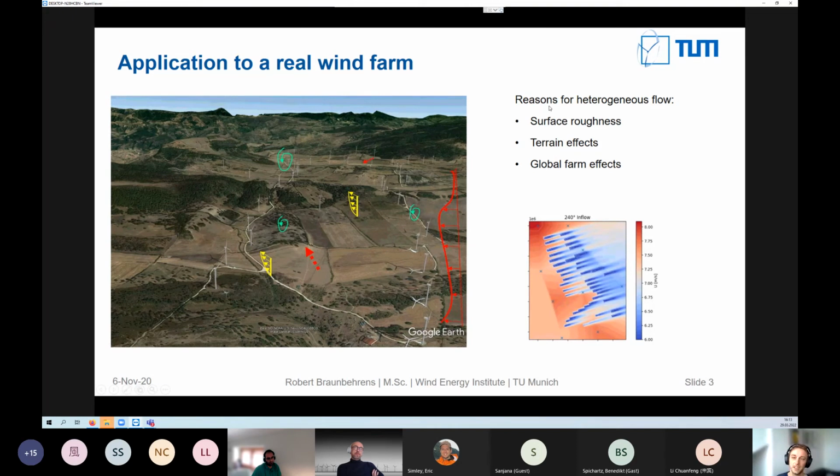So basically, heterogeneous flow is the big topic for us. It's something that we are trying to identify, and you will see more of that in the rest of this talk. One other reason, except from surface and terrain, could be also global farm effects. If you have maybe more turbines, then the presence of the turbines itself could trigger some deviation from a homogeneous flow field.